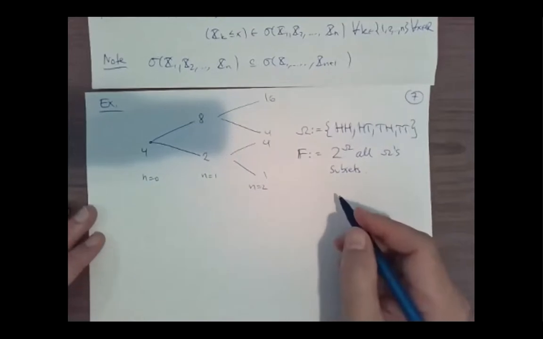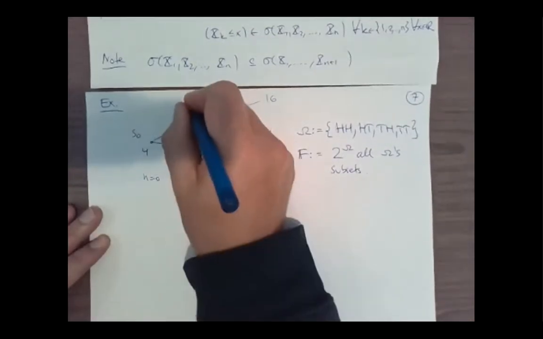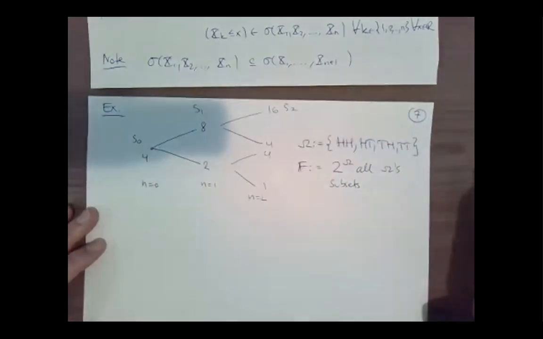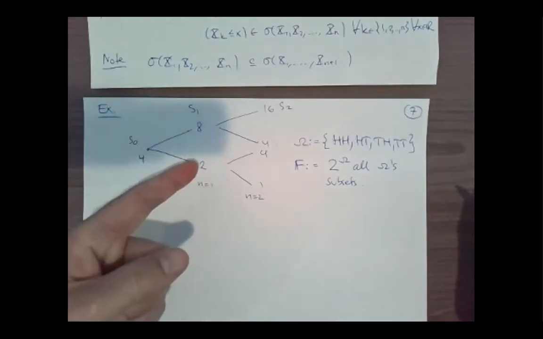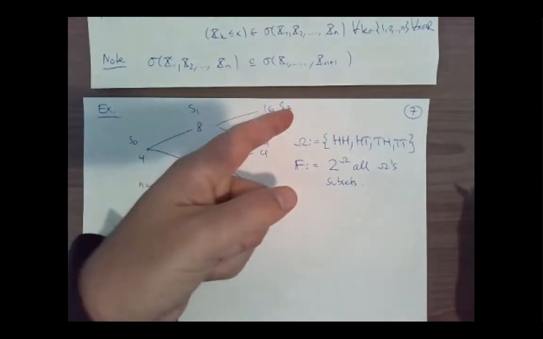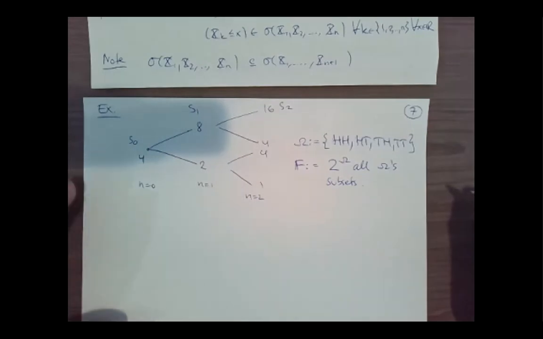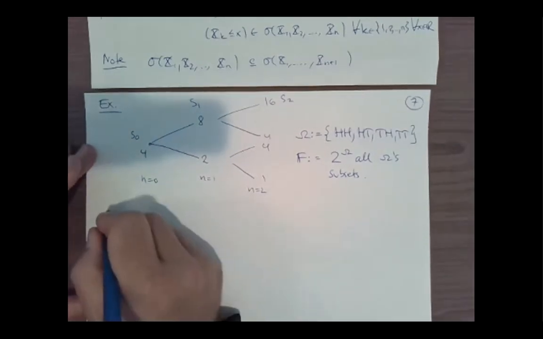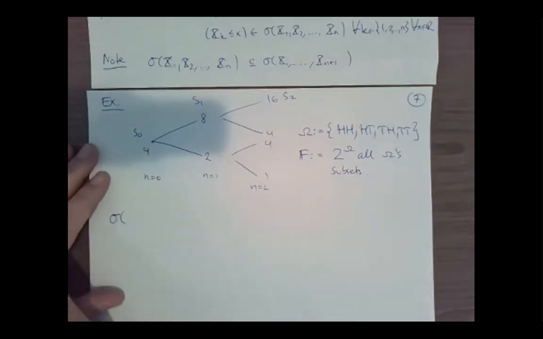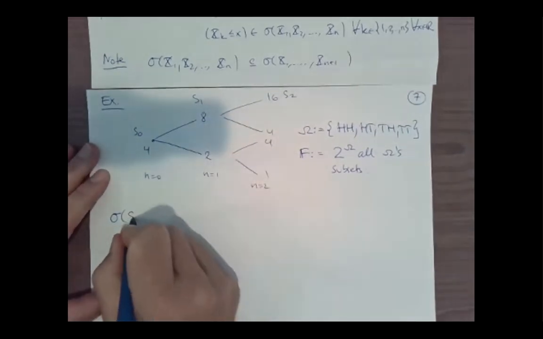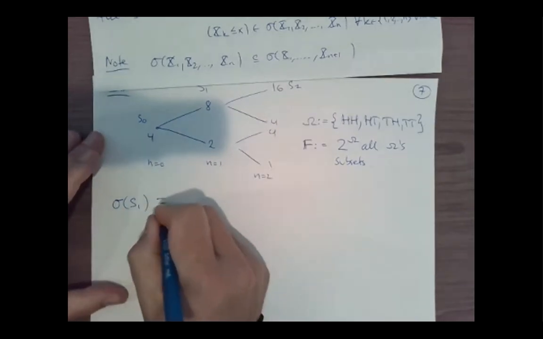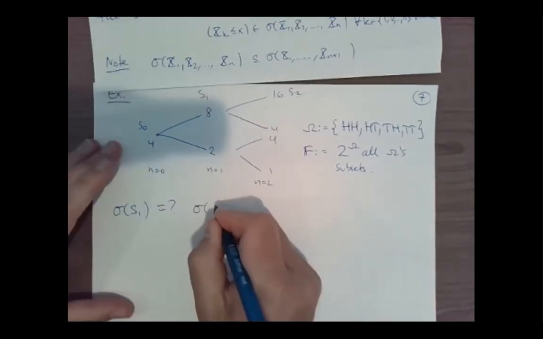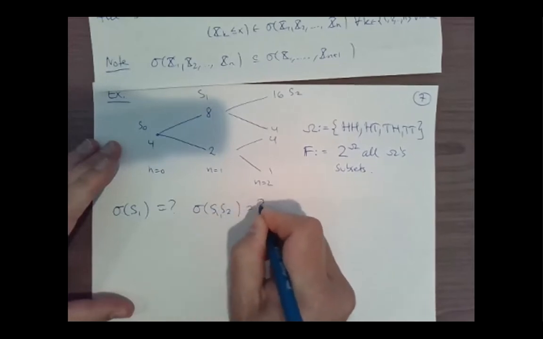And now this is my stock. This here is S0, this here is S1, and this one here is S2. So the stock price starts at 4, then goes to either 8 or 2 depending on the first coin flip, and then goes further depending on the second coin flip. And now we want to know: what is the smallest sigma algebra that makes, say, S1 measurable? And what's the smallest sigma algebra that makes S1 and S2 measurable?